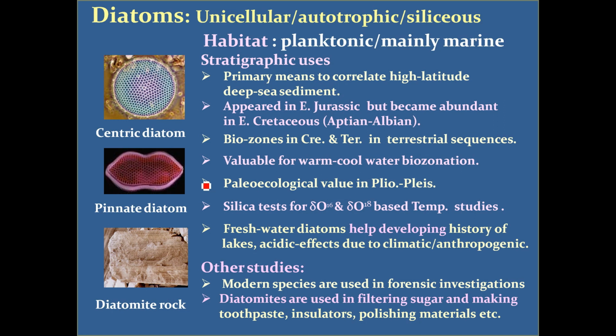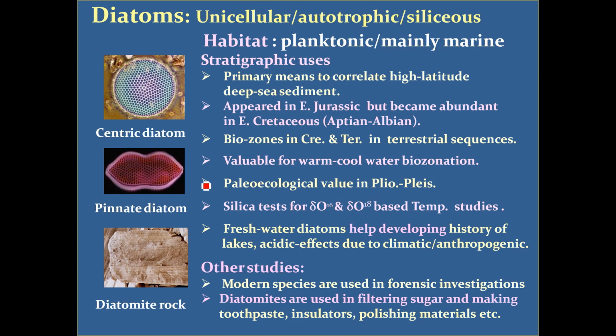They are valuable for not only warm water but also cold water biogenation. Paleoecological value in Pliocene Pleistocene is very high. Silica test can give us paleotemperature on the basis of O16 O18 ratio, and freshwater diatoms can help develop the history of lakes, acidic effects, and the climate or anthropogenic stress.